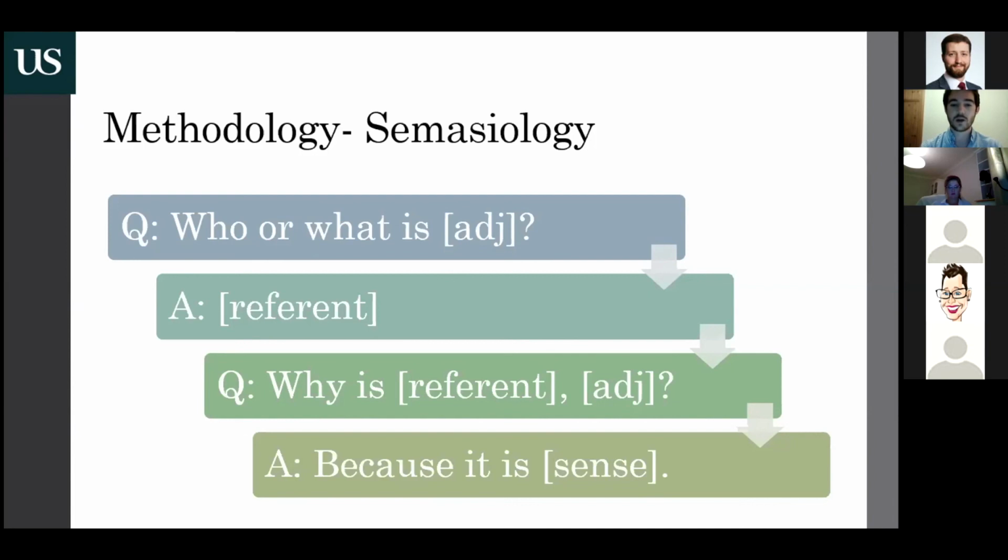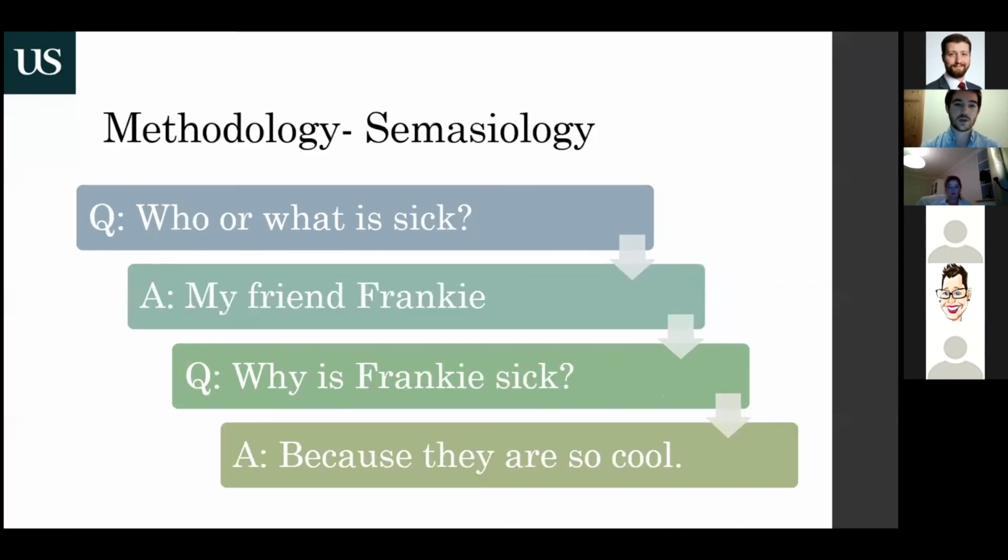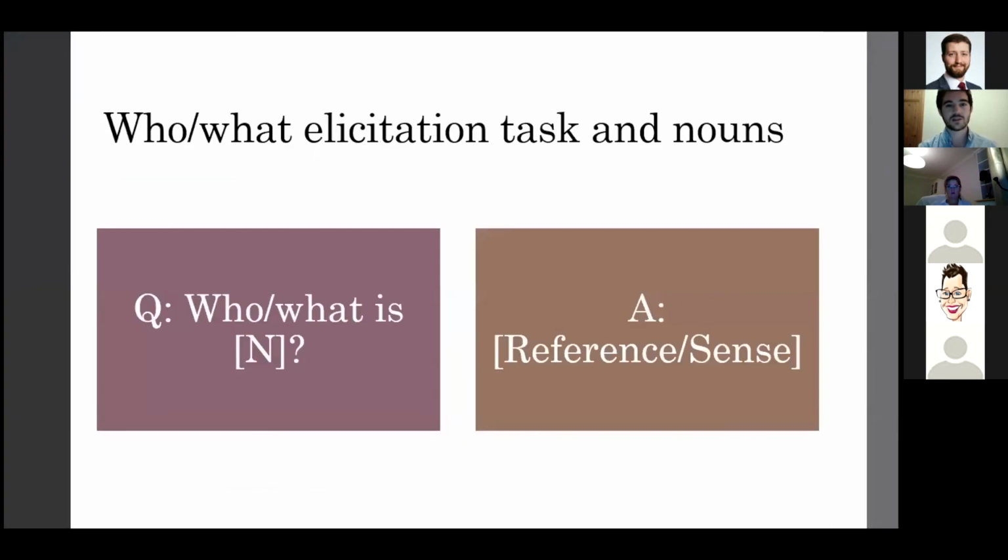So when this is applied to a particular word such as "sick", it would look something like this. So who or what is sick? My friend Frankie. Why is Frankie sick? Because they're so cool. When this applies to nouns, it's slightly different and a bit more direct.